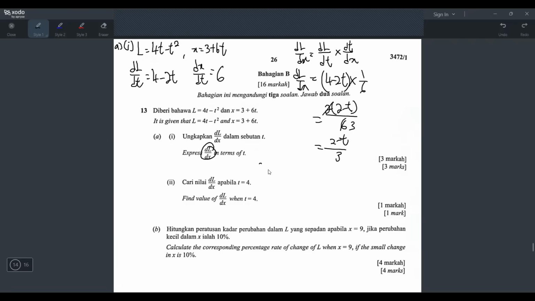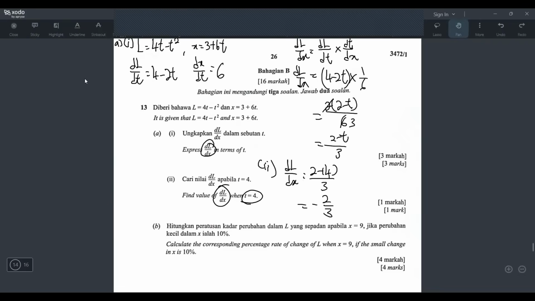Okay, now for question number 2. Find the value of dl/dx when t equals 4. When t equals 4. So how to do? dl/dx. So we already know dl/dx is (2 minus t) over 3. But then they say t is 4, so just substitute only. So the answer is -2/3. Hey, why so easy? Yeah, too easy already this question.